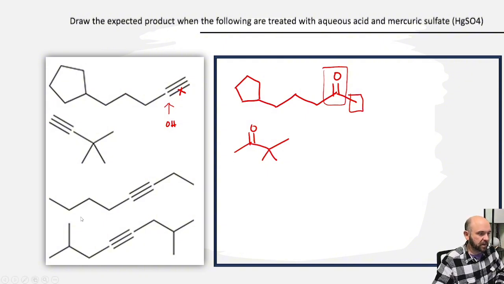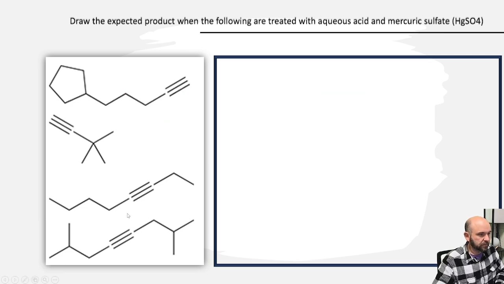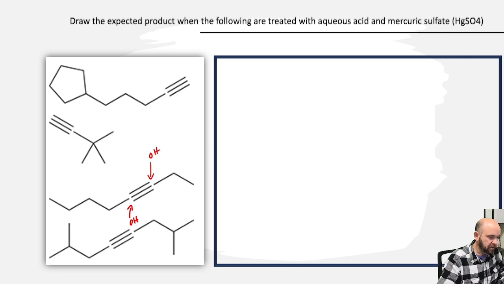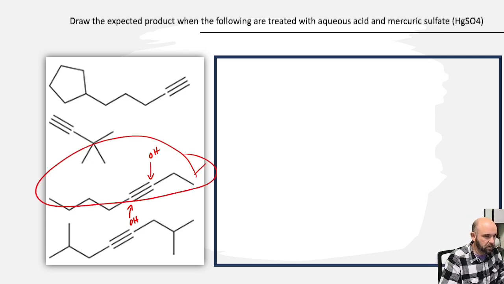The next two examples down there are internal alkynes, and so they are going to give us products that install an OH here or here and then tautomerize. And so in this example here, we're going to get some mixed products. There's 1, 2, 3, 4, 5, 6, 7, 8 carbons in this chain.